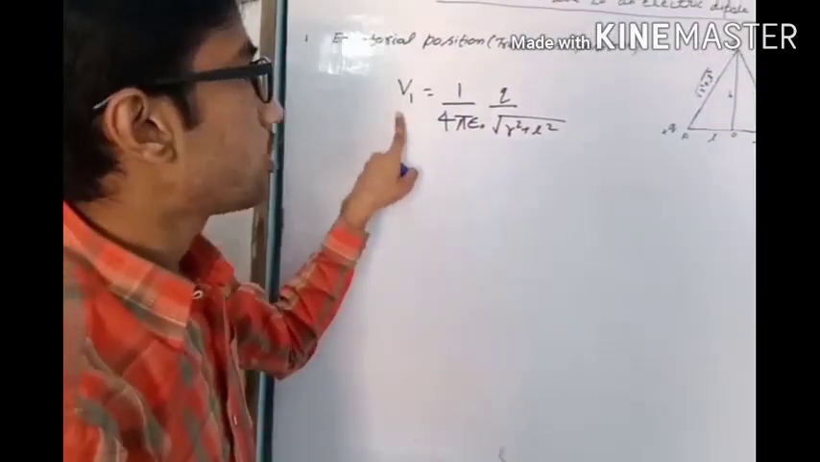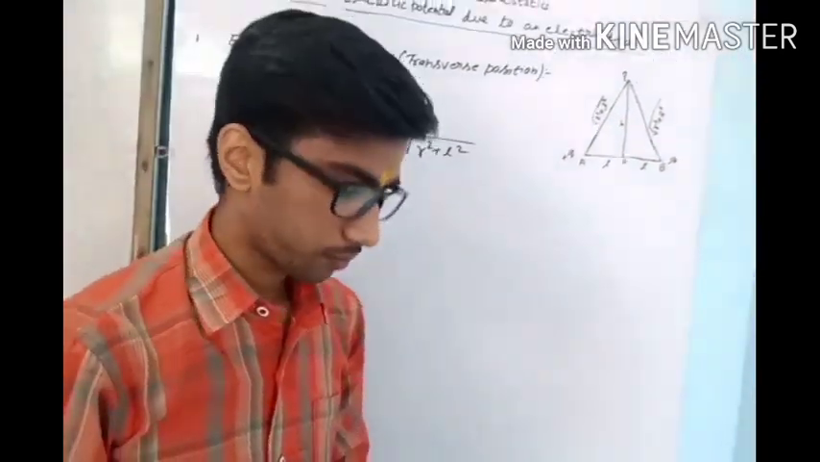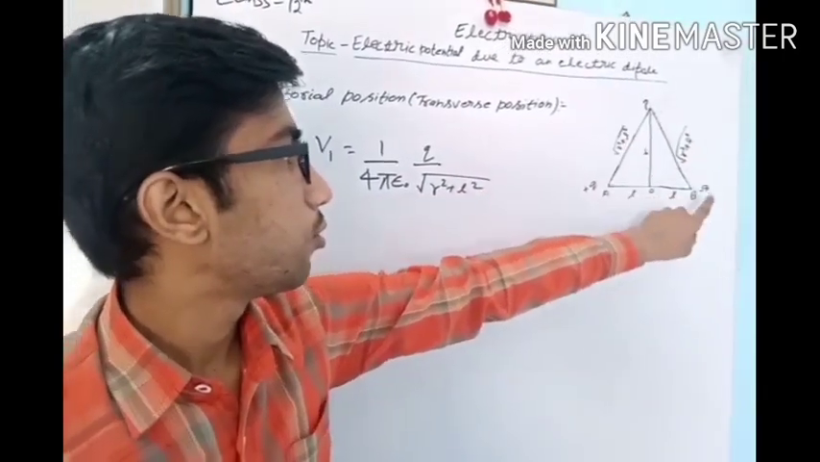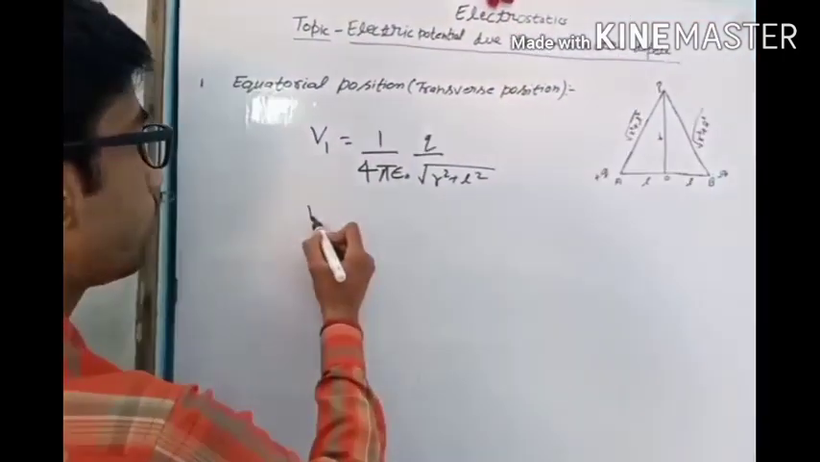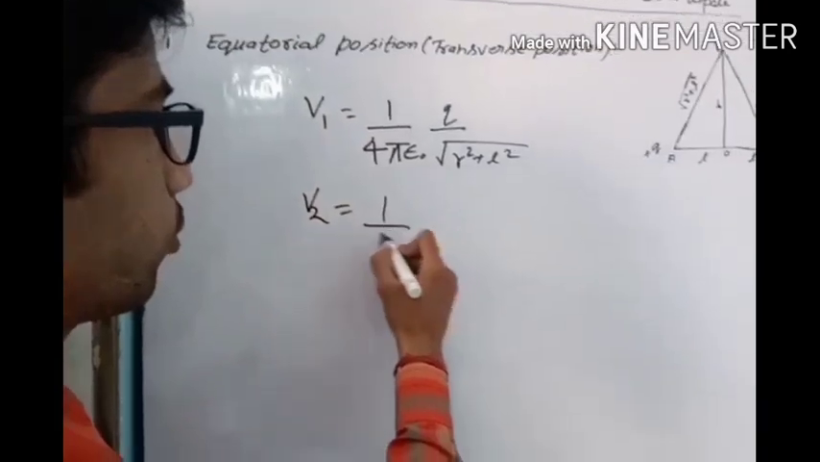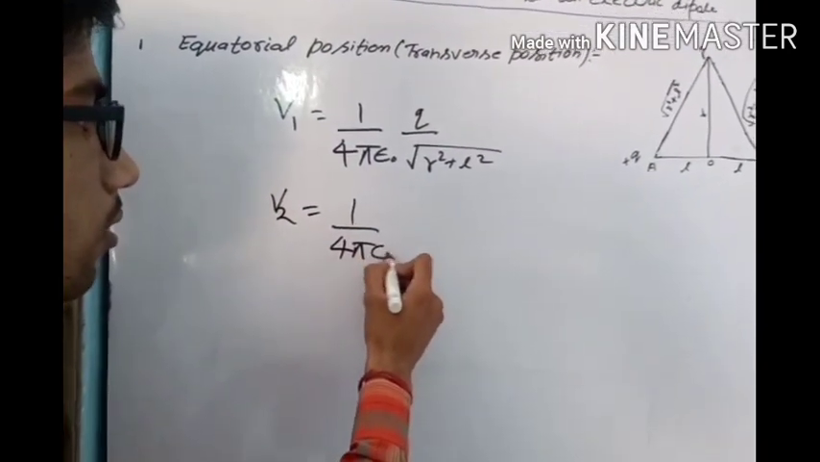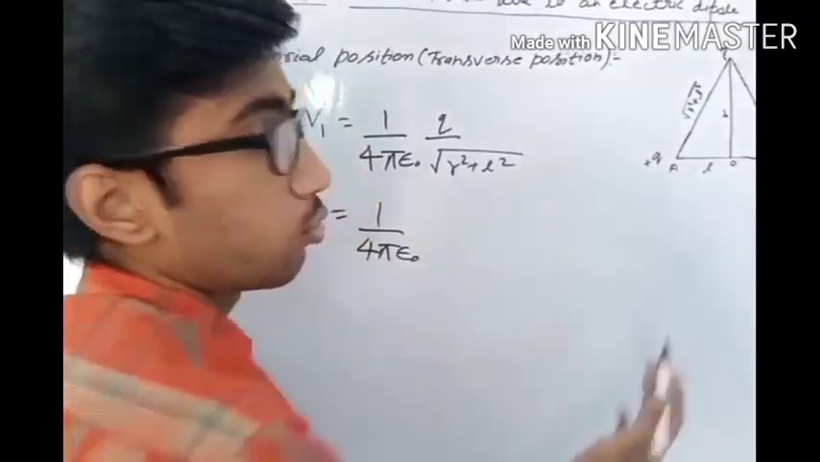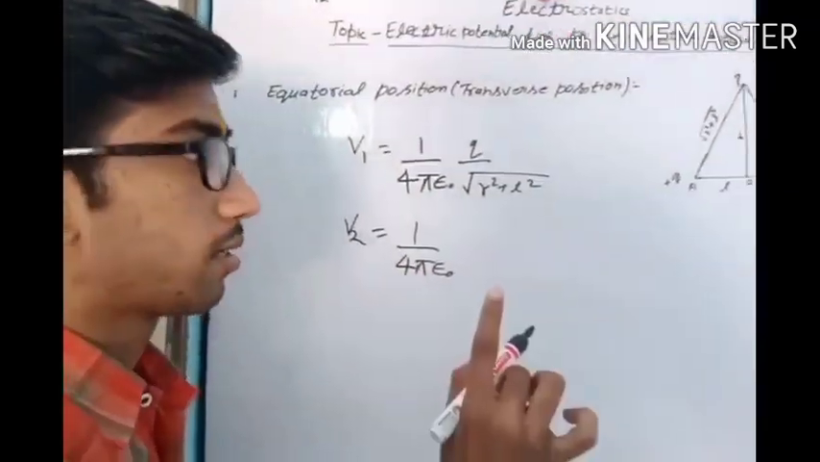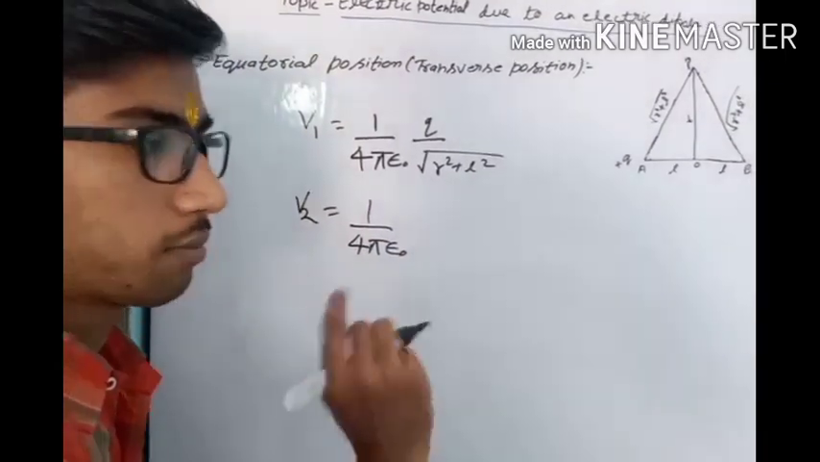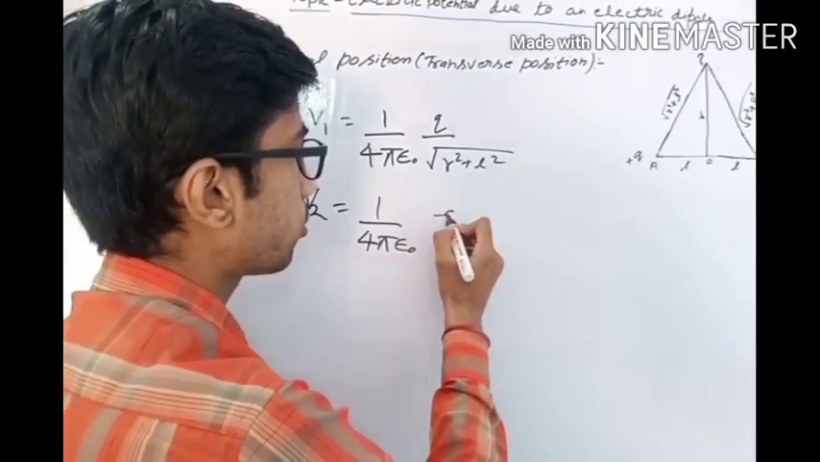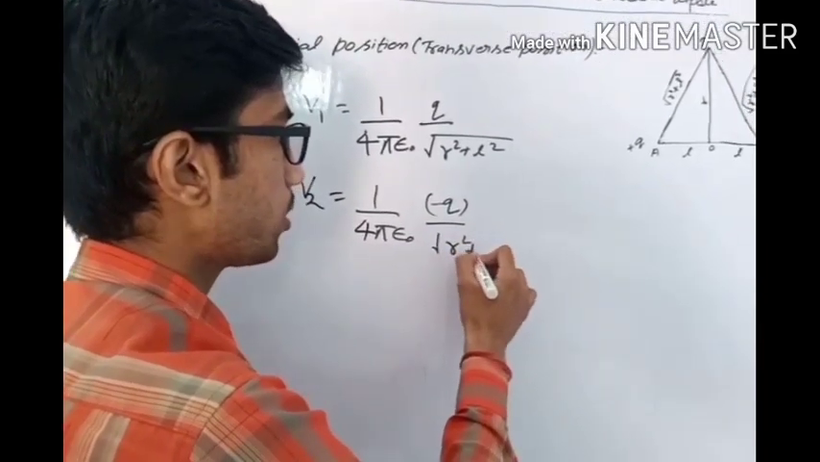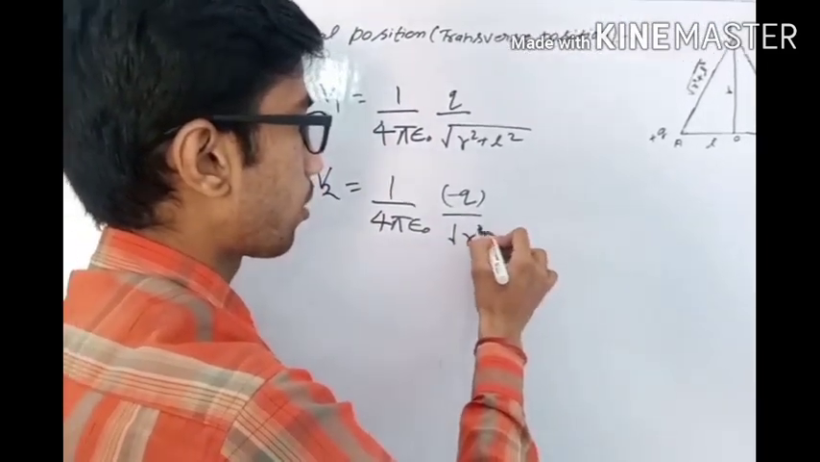This is the potential due to the positive charge, but the potential at point P due to the negative charge will be V2 equal to 1 over 4 pi epsilon naught, charge with proper sign. We have to use proper sign in the expression for potential. So minus Q over under root R square plus L square.